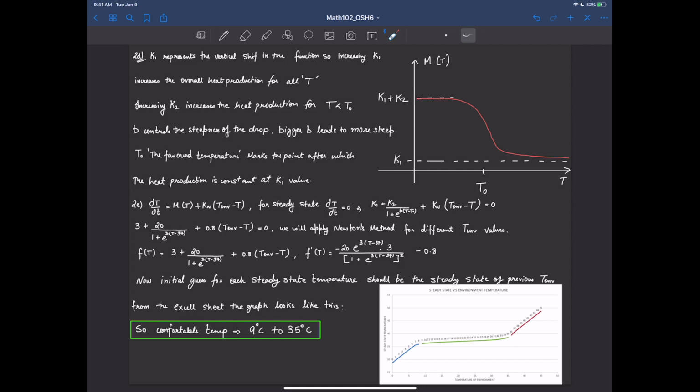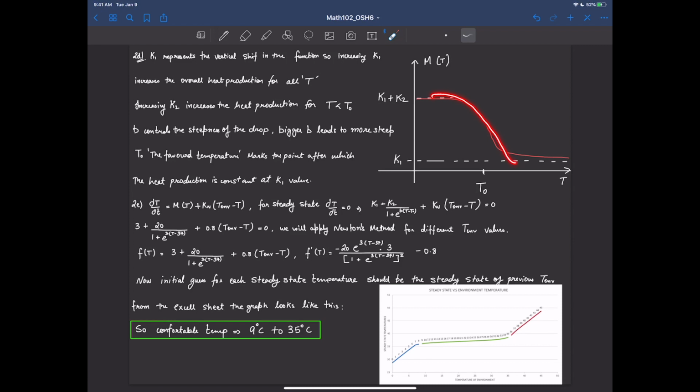Increasing k2 increases the heat production only for this portion here, because if you change the k2 value, just that portion shifts up and down. All the values before this will go up or down depending upon how you turn the k2 value. So that's all you have to say. It's going to increase the heat production for all the temperatures that are less than the preferred body temperature. B is a positive constant that controls how fast you switch.